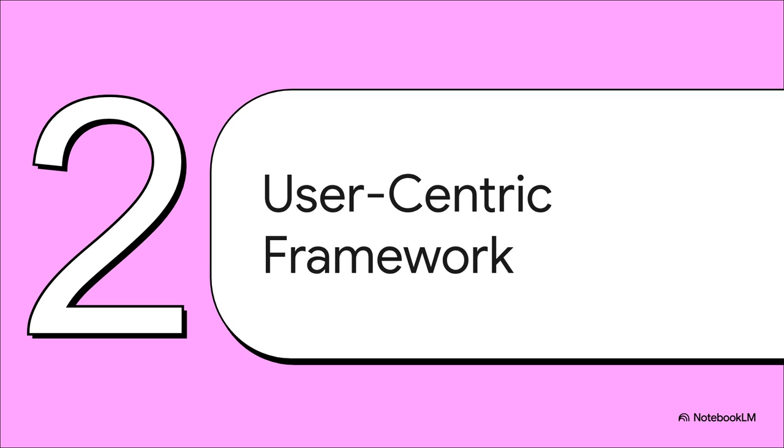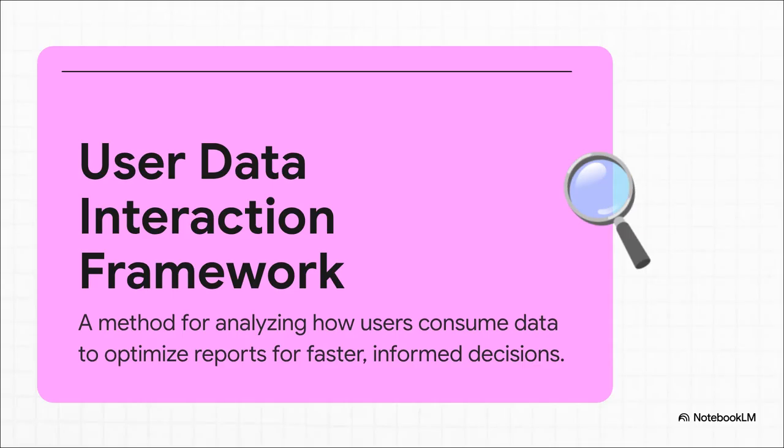Think of it like a diagnostic tool. Something that helps us decode how people really use data, not just how we think they do. And look, this isn't just another boring UX checklist you have to tick off. The User Data Interaction Framework is a real method for getting inside your users' heads. It's all about analyzing how they consume information. It goes way beyond aesthetics, way beyond making things look pretty, and instead evaluates 4 key dimensions of their actual behavior. And that is what helps you build dashboards that lead to smarter, faster decisions.